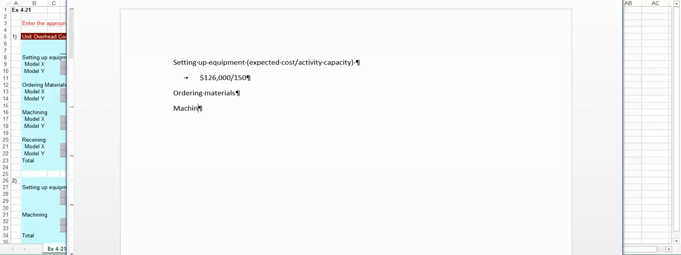The machining and the receiving. So we're going to have to do the same procedure: the expected cost versus the activity capacity. So since you know how to do that, I'm going to go ahead and give you the answer for this one. This is $840. So just so you can see how I did calculations.